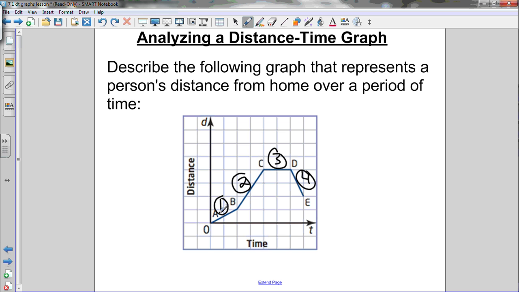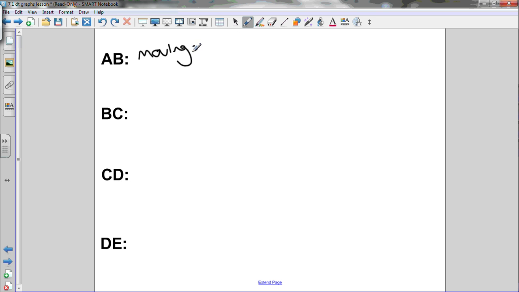First of all, I want to know it's a straight line. So they're moving at a constant pace, a steady pace. And the distance is increasing, it's going up to the right, so that means they're moving away from the sensor. And the line is not very steep, so they're at a slow pace. So I'm going to say moving away from the sensor at a slow, steady pace.